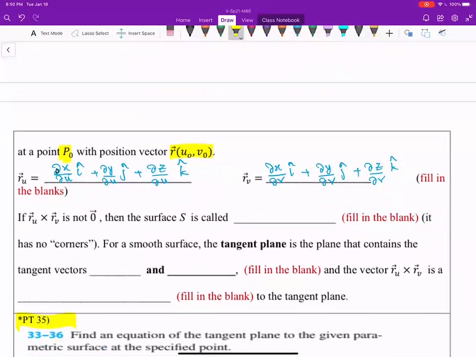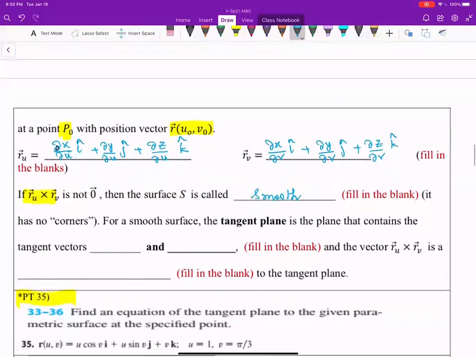If r u cross r v is not zero, then the surface is called a smooth surface. It has no corners. For a smooth surface, the tangent plane is the plane that contains the tangent vectors r u and r v. And the vector r u cross r v is a vector normal to this tangent plane, a normal vector.